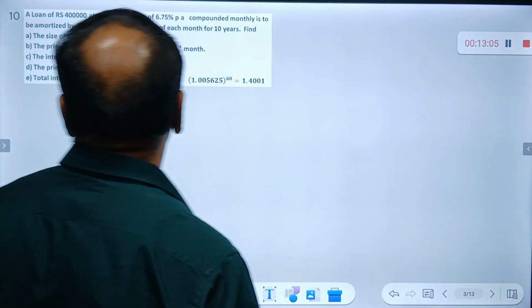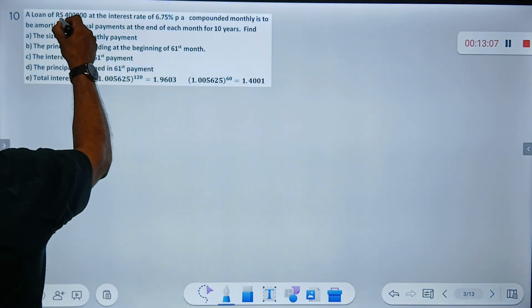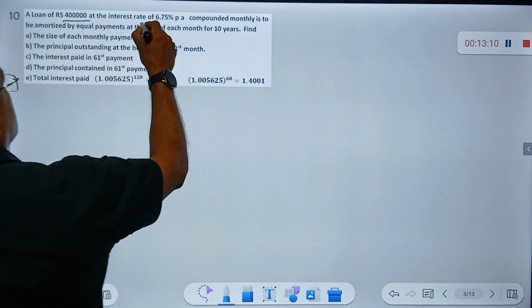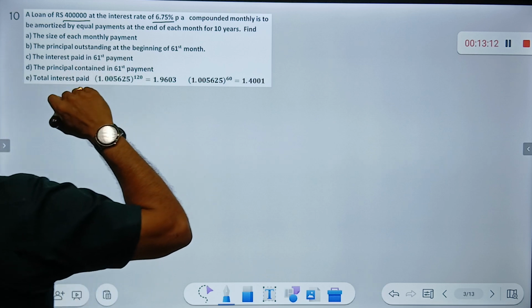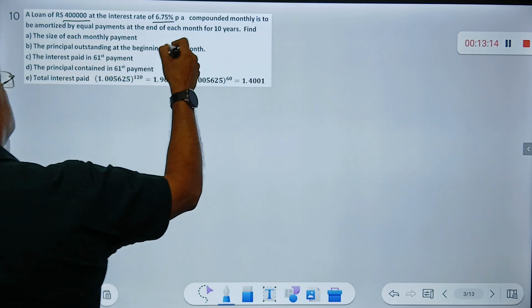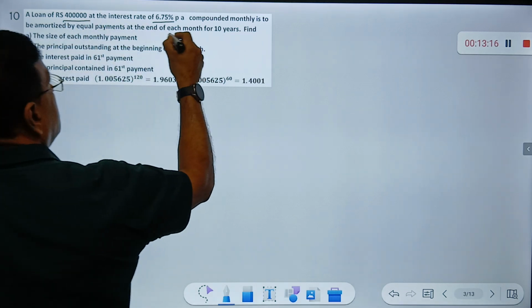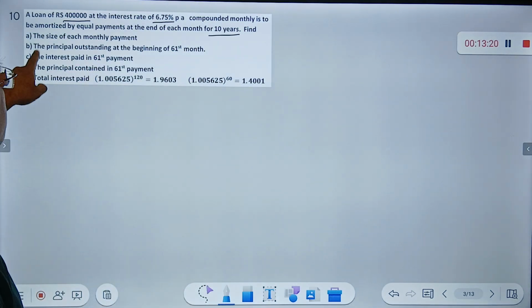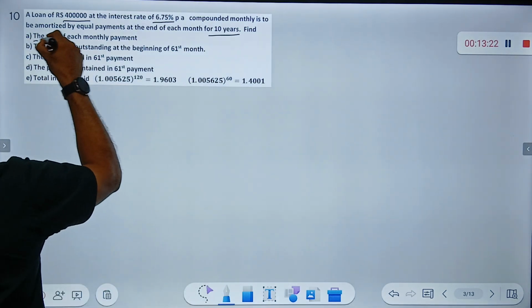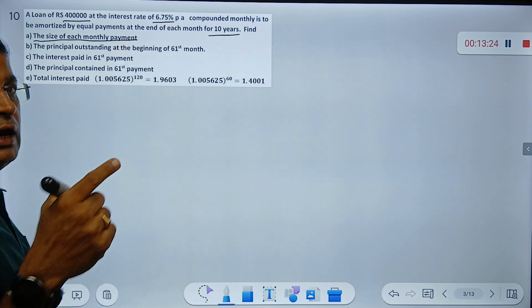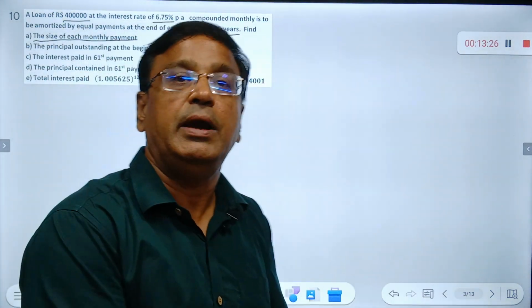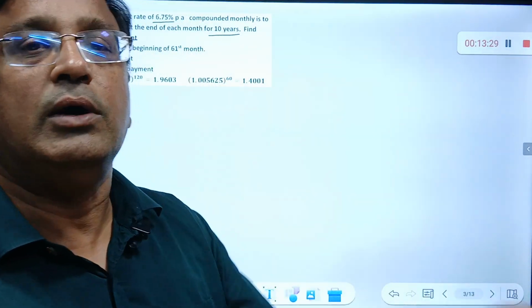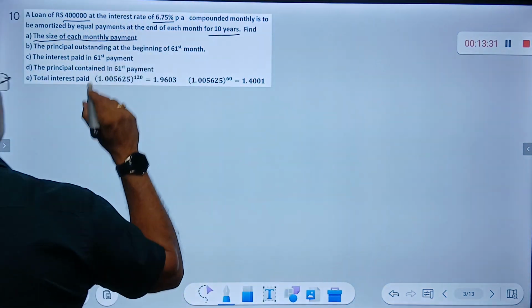Here the question is a loan of 4 lakhs at the interest of 6.75 compounded for each month for 10 years. So I want to find the EMI, size of the monthly payment. Size of the monthly payment means I want to find EMI, how much I pay every month. That's another way of putting what EMI is. So be careful about those things.